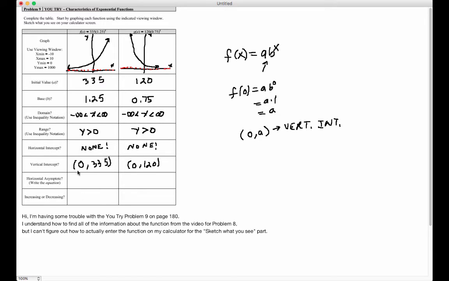Horizontal asymptote, write out the equation. Well, what is the equation of the x-axis? That's y is equal to 0, that horizontal line. And then last but not least, we want to know if it's increasing or decreasing. This is a growth exponential function or an increasing exponential function, where this one is a decay or a decreasing exponential function.